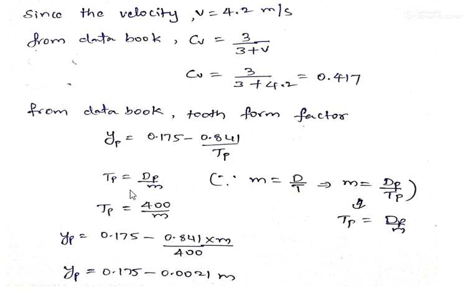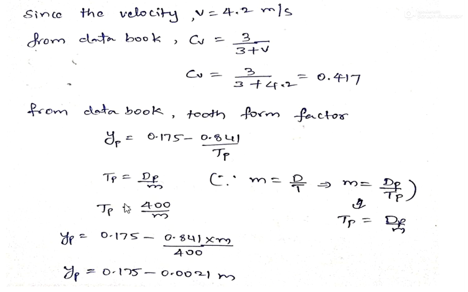From that we have written TP equals dP by m. So we got dP as 400 mm. Here you have to substitute in mm only. Why? Because module is defined as the pitch circle diameter in mm divided by the number of teeth. So according to that, you have to substitute this dP in mm only. So TP will be 400 by module.